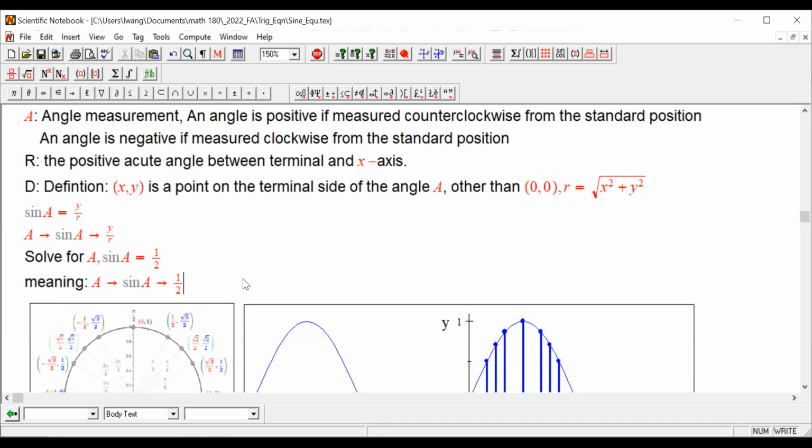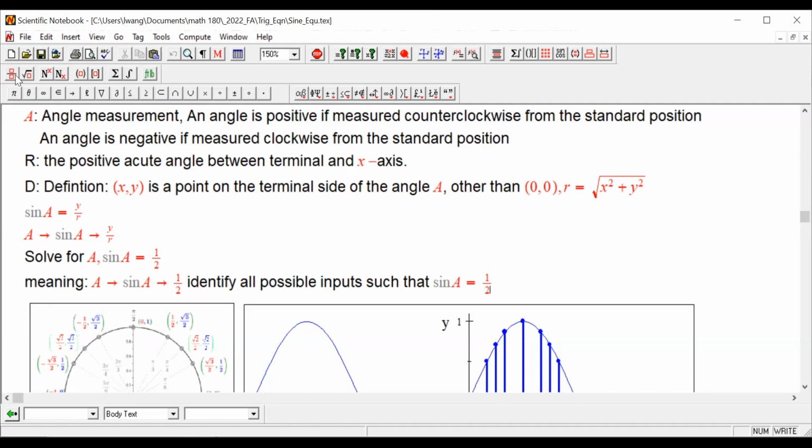Okay, so meaning the output is given. Our task is to identify all possible inputs such that the output is, sine of A equals 1/2.